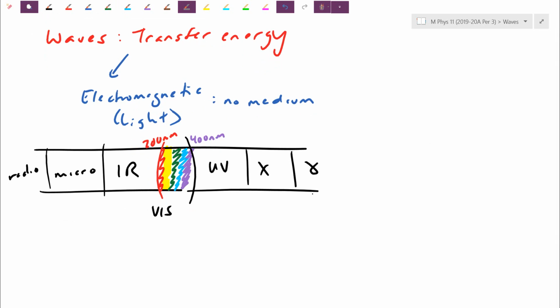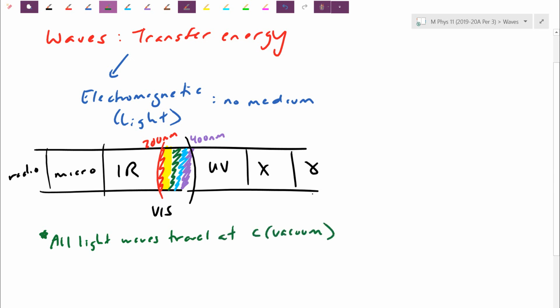Things that are constant, however: everything on the spectrum, all light waves, travel at c, and c implies that it's traveling through nothingness, and this one here was 3.0 times 10 to the 8 meters per second. We saw that with relativity towards the end of this chapter here.